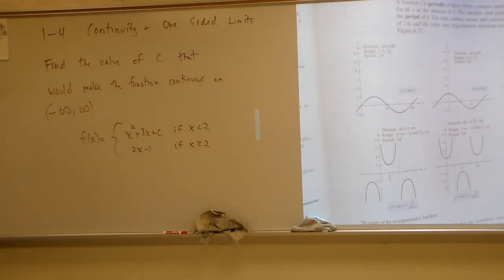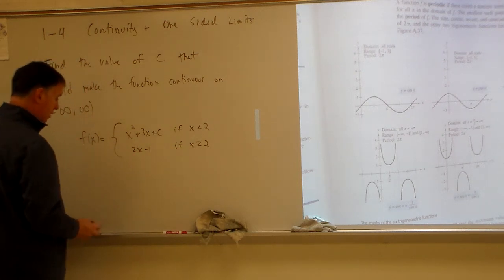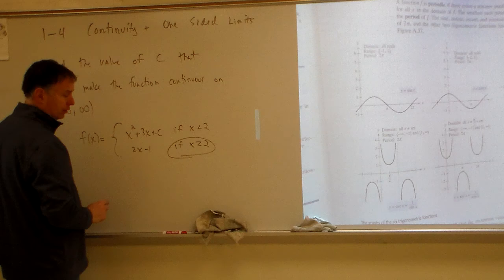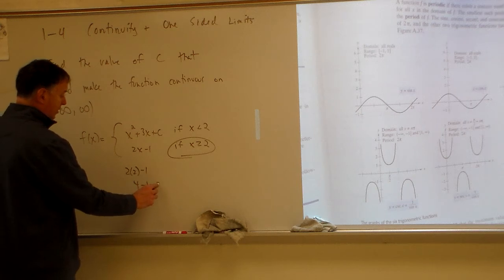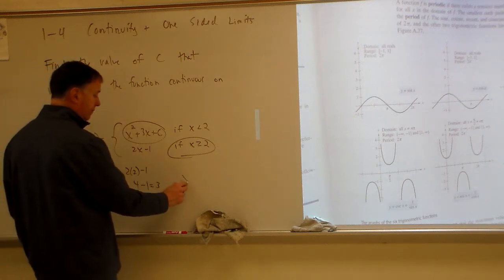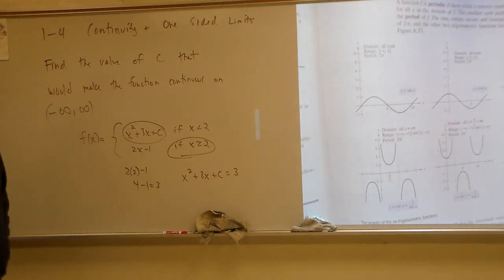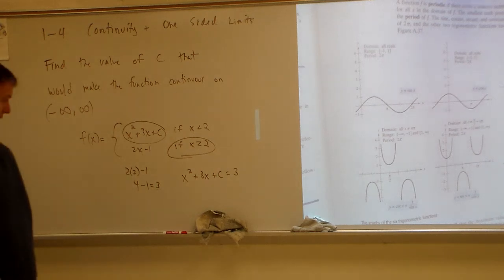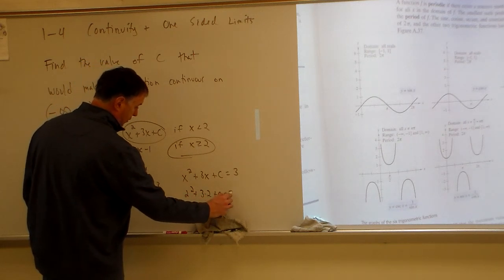So let's see. What I'm going to do here is plug in a 2. It tells me x is greater than or equal to 2, so I'm going to plug a 2 in here. So I get 2 times 2 minus 1. 2 times 2 is 4. 4 minus 1 is 3. So now I'm going to set this equal to 3. x squared plus 3x plus c equals 3. Then I take that 2 and plug it in for x. 2 squared plus 3 times 2 plus c equals 3.